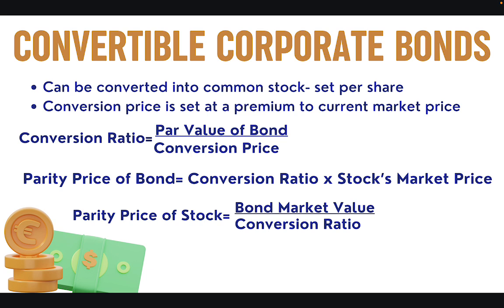If you're looking at the parity price of a bond, you're going to have to multiply the conversion ratio and the stock market price, whereas for the price of the stock, you're going to have to do division and divide the bond market value by the conversion ratio. Okay, convertible.